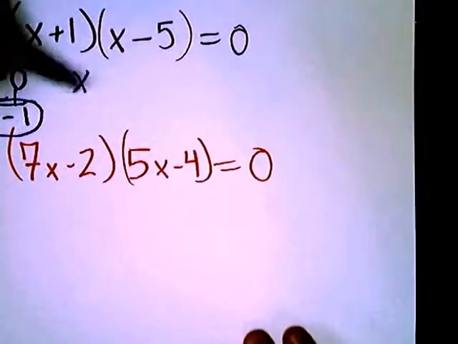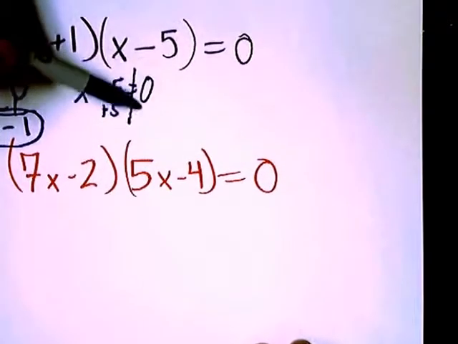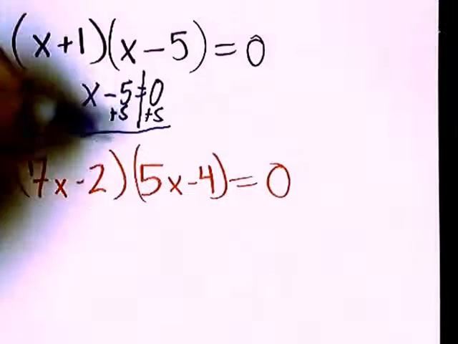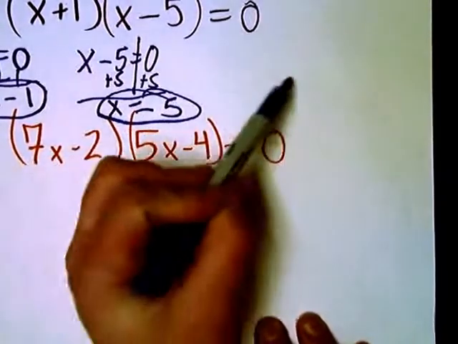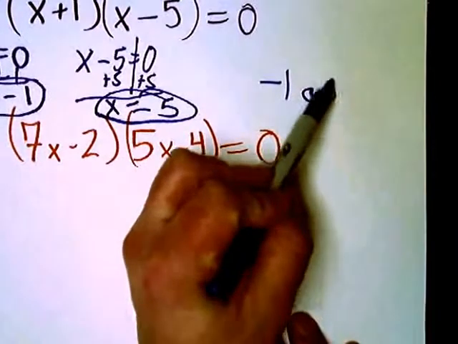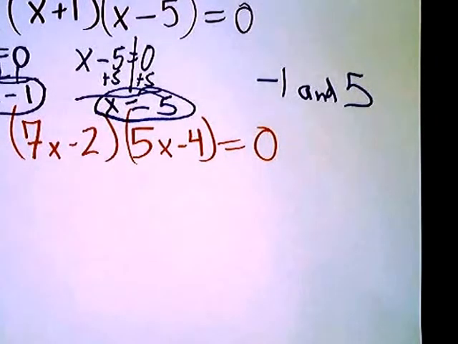The other one, you do x minus 5 equals 0, and you just add 5. And you'll say x is equal to positive 5. So my answer would be negative 1 and 5. That's the kind of stuff you'll deal with zero product property.